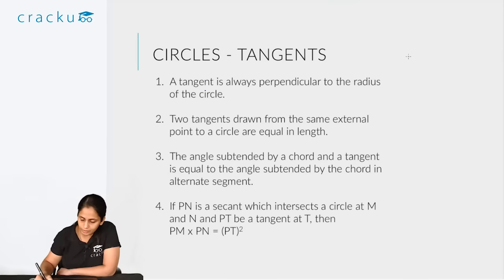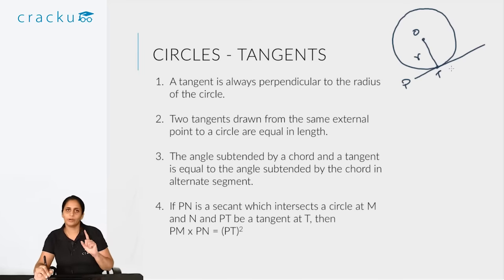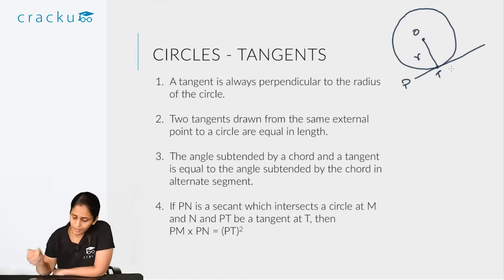So let me first tell you what the basic property of a tangent is. A tangent is a line that touches the circle at only one point. So if this is the circle and this is of radius r, then the line PT essentially will be tangential to the circle, because it touches the circle exactly at one point, that is T. The basic property: a tangent is always perpendicular to the radius of the circle.